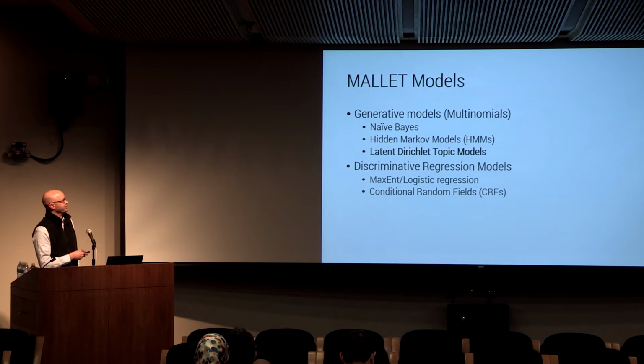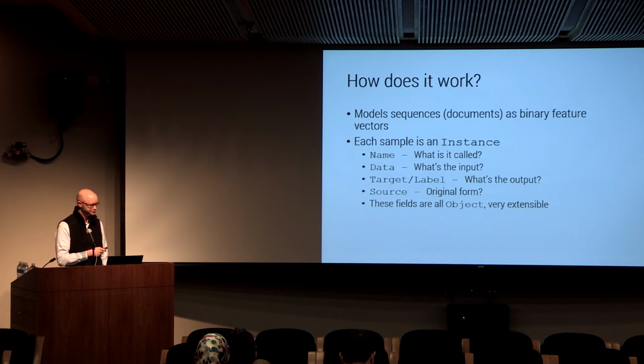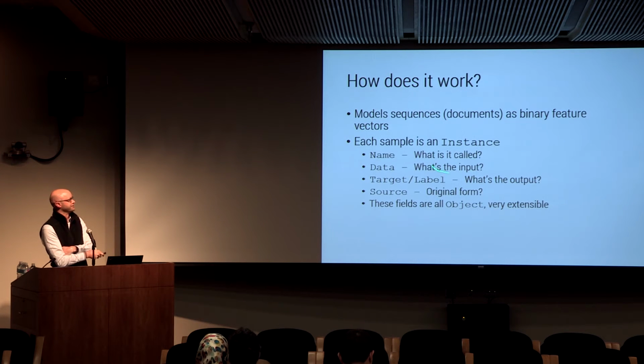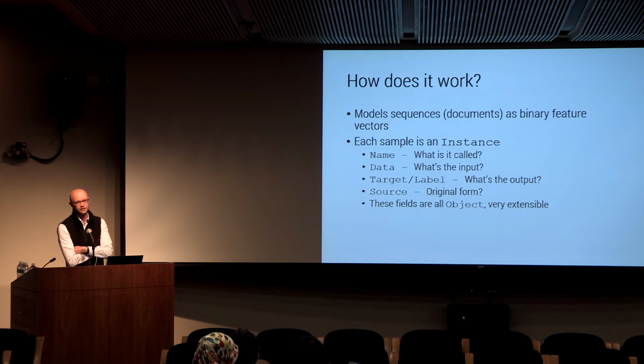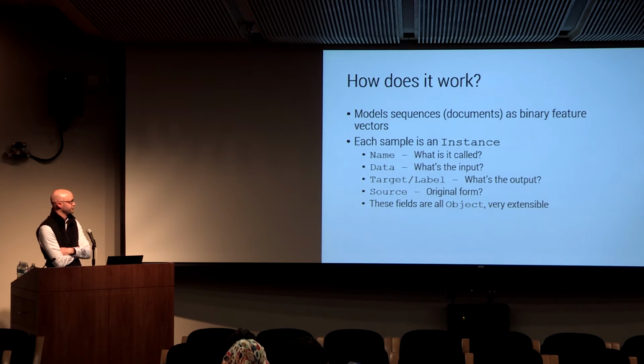Again, these are some of the models. Today we'll talk more about the LDA models. So how does it work? You model sequences, in this case documents, as binary feature vectors. Each sample in your collection is what's referred to as an instance, and these things can be confusing in the beginning. An instance has a name, so every sample in your data set can have its own unique name. It has an input vector, or something you're going to transform into an input feature vector.